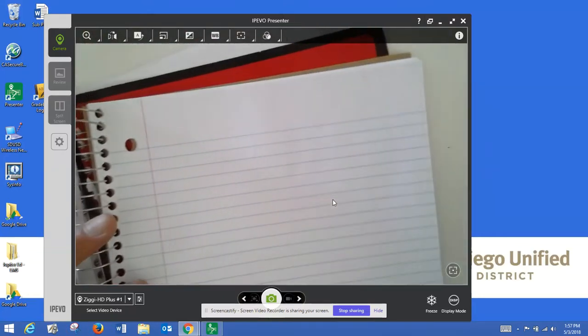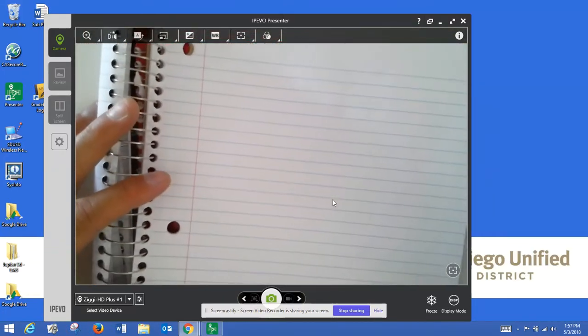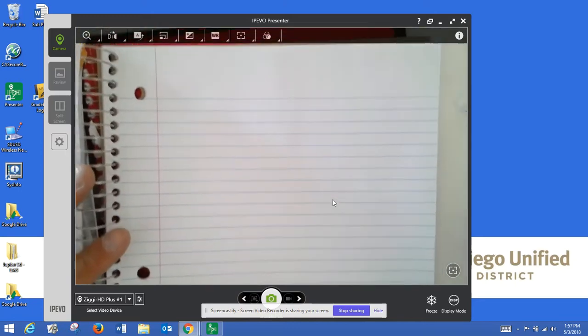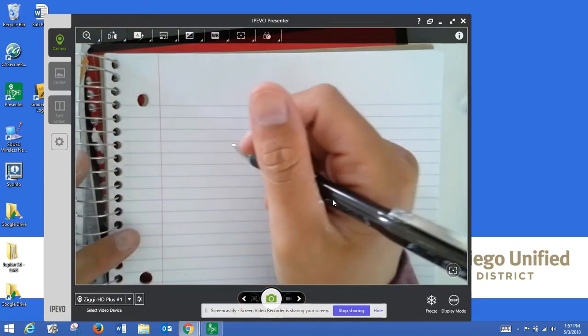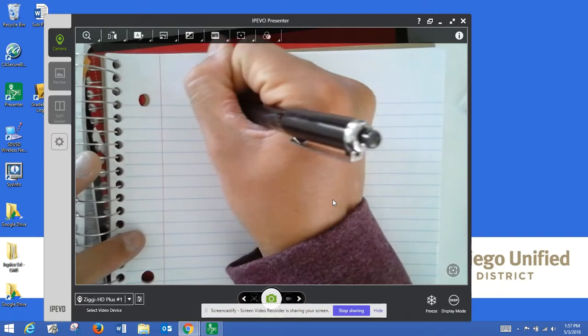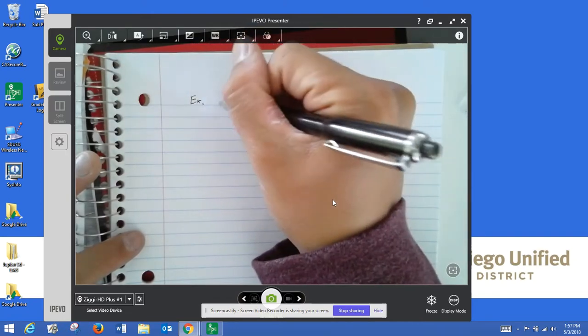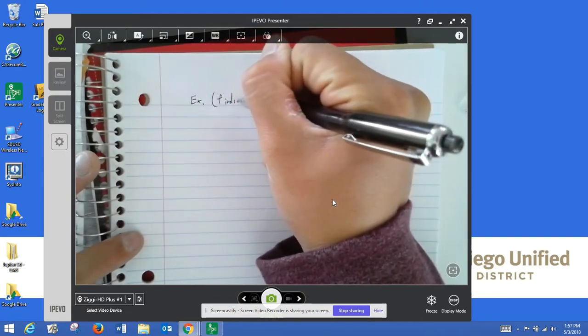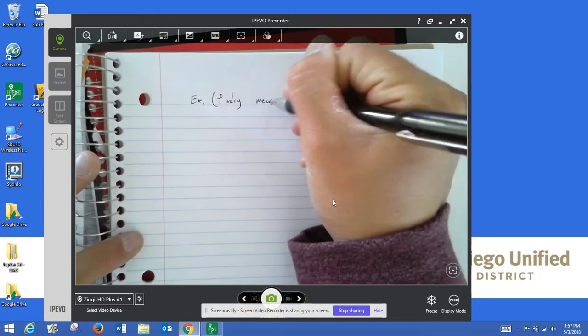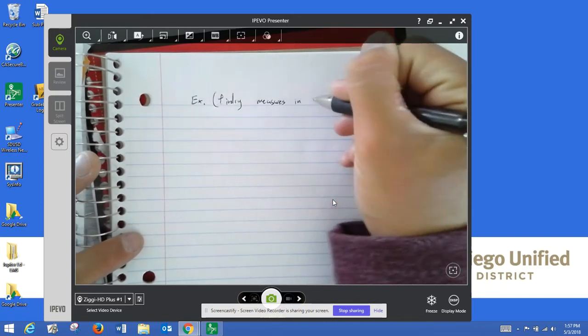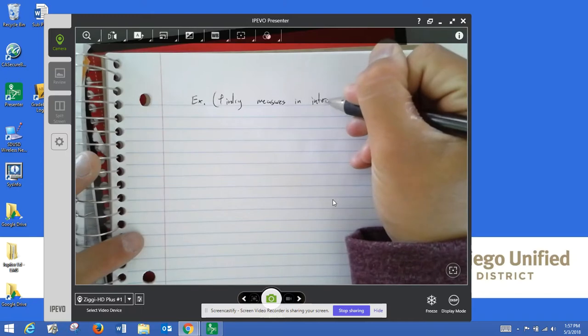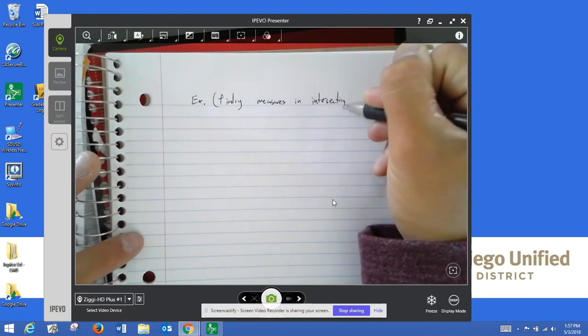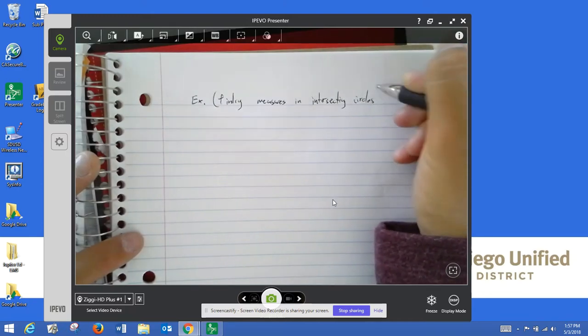So part one kind of cut out in the middle of class, so I'm going to re-record where we left off. I think we had an example, and we were finding the measures in intersecting circles. Intersecting just means circles that are intersecting each other.